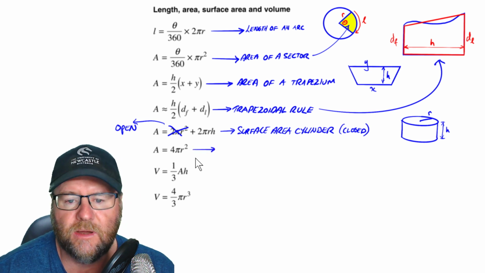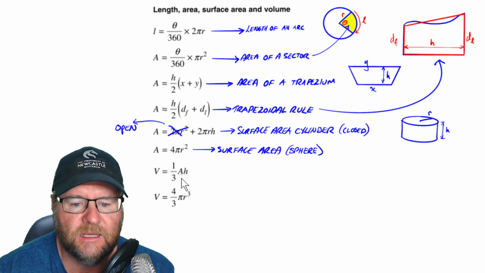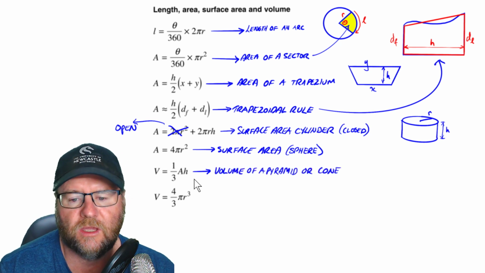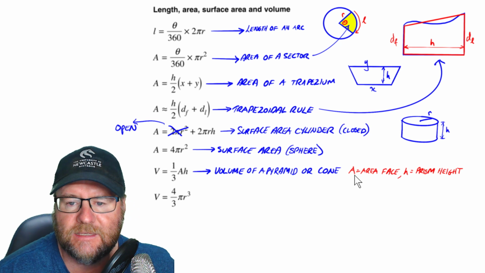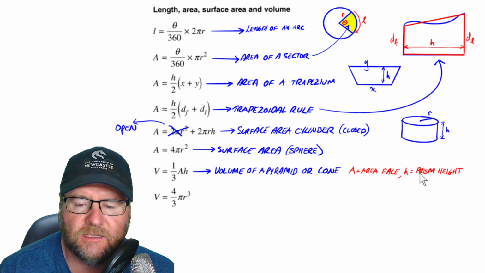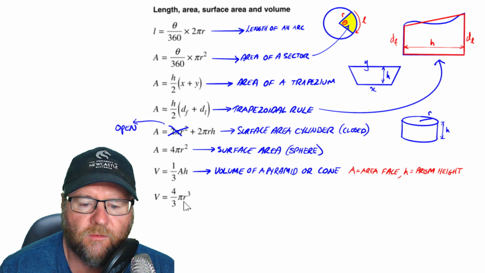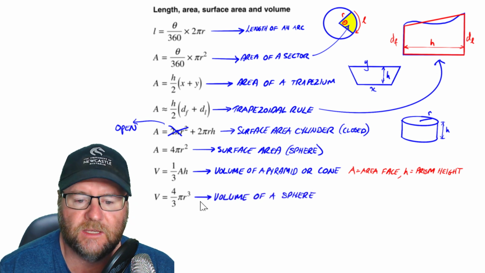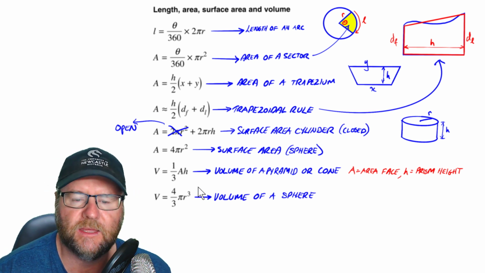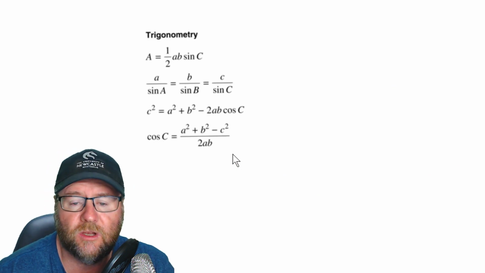This one is the surface area of a sphere. All we need to know is the radius. This one, volume equals a third AH, is the volume of a pyramid or a cone, where A is the area of the face, say on the bottom of the cone or the bottom of the pyramid, and H is the height of it. And lastly, the volume of a sphere is 4/3 pi times the radius cubed. That's it. Wow, there's a bit there. That's the area and volume formulas. What else do we have on here? Some trigonometry formulas.